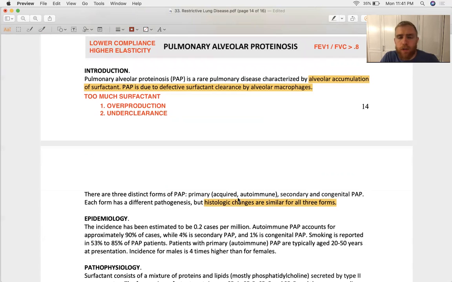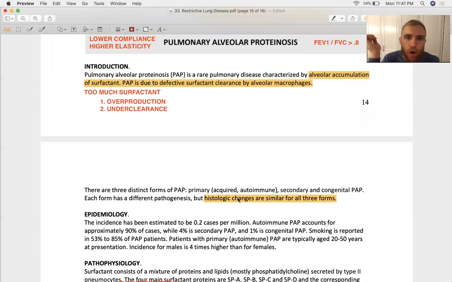Pulmonary alveolar proteinosis, because it is a restrictive lung disease, your compliance goes down, your elasticity goes up. So there's a higher resting pressure in the lungs due to that high elasticity. So air doesn't want to move into that high pressure zone, so the volume in the lungs drops. So your FVC goes down, but because air wants to move out of your lungs, your FEV1 goes down even more, so that ratio is higher. And this leads to a hypoxemia because oxygen doesn't want to diffuse through collagen.